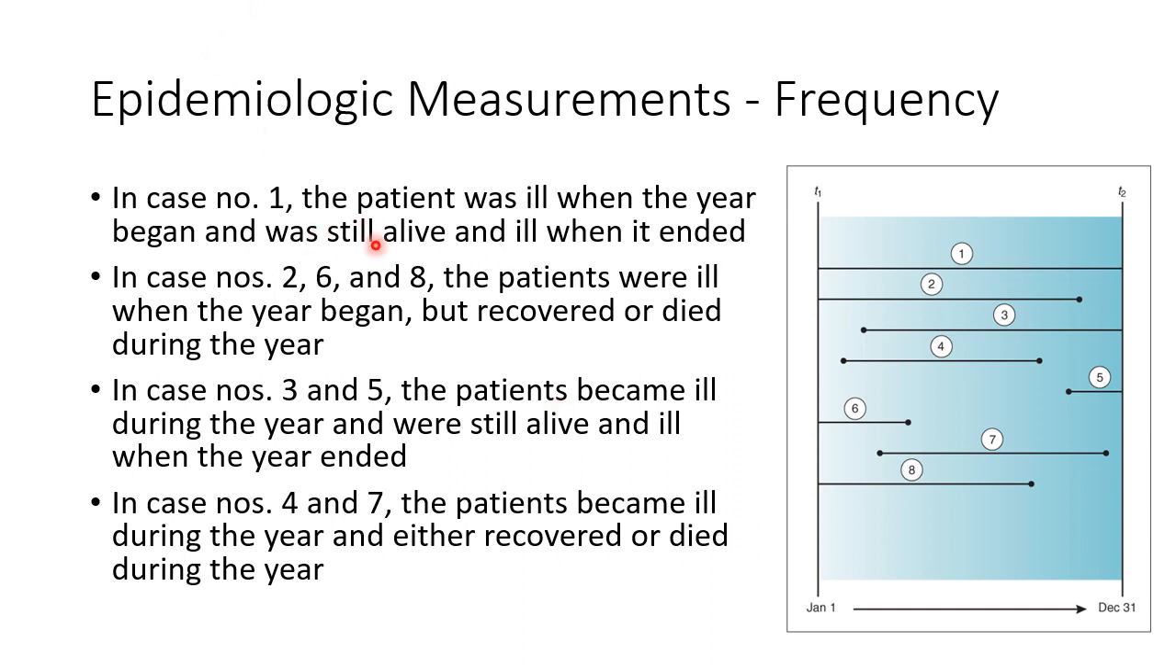Looking at this, as we see with case number 1, the patient was ill the entire year. So again, T1 to T2 is basically just 1 year. You see that they were either alive and still ill at the very end of the study period, so they had the disease the entire time. They never got better. They never died. 2, 6, and 8 were people who were ill when the year began, but they recovered or died during the year. So that's why they were not counted in the period prevalence at T2 at the end of the year. And then 3 and 5 became ill during the year, but they were still alive and ill when the year ended. See here, like 5, they got diagnosed here, but they still had the disease at the end of that. And then 4 and 7 became ill during the year and then either recovered or died during the year period. So you can see 7, they got diagnosed and either got better or died.